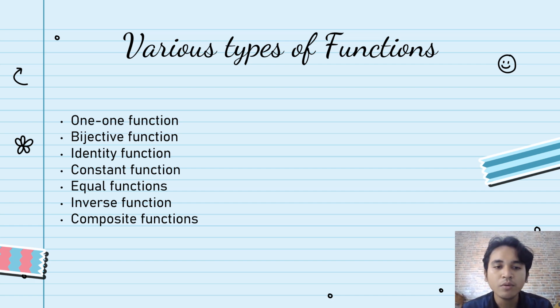Next, the composite function. Let f from A to B and g from B to C be two functions. The function from A to C which maps an element x of A into g(f(x)) of C is called the composite function of f and g and is written as g∘f.